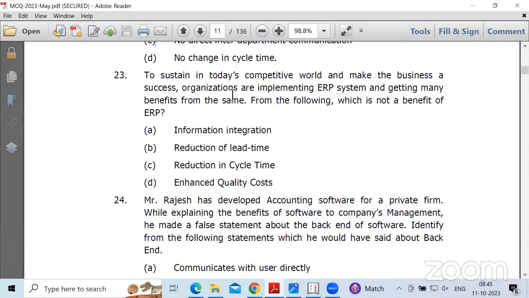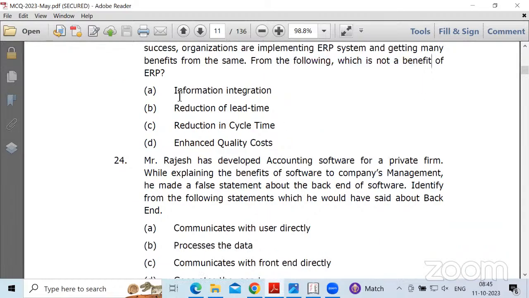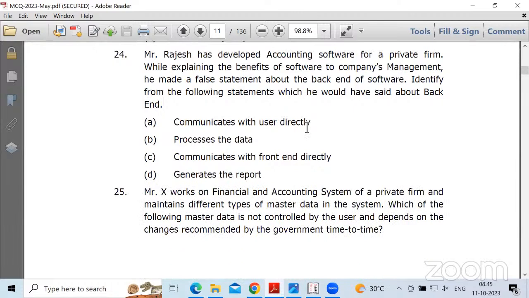Next, to sustain in today's competitive world and make the business a success, organizations are implementing ERP systems and getting many benefits from the same. From the following, which is not the benefit of the ERP? The benefits are information integration, desired reduction of lead time, reduction of cycle time, enhanced quality cost. All the first three are the benefits, whereas the enhanced quality cost is not the answer. Mr. Rajesh has developed accounting software for a private firm.